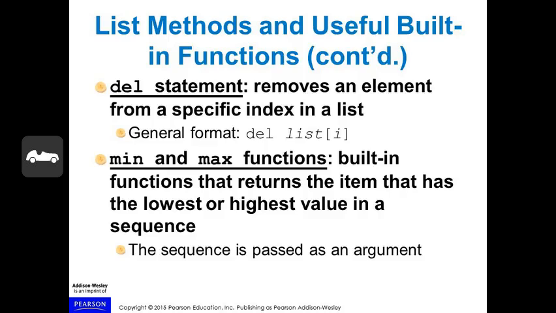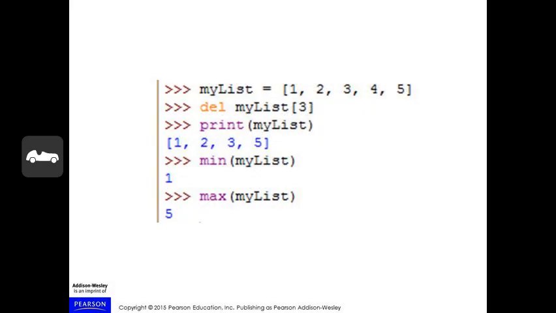Here are some examples. My list is 1, 2, 3, 4, 5. del my list index 3: this is 0, 1, 2, 3, so that means I want to delete this item. That's why you see 1, 2, 3, 5 here. min of my list will return the smallest item, which is 1. max of my list will return the largest value, which is 5.